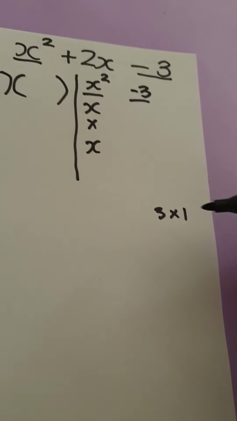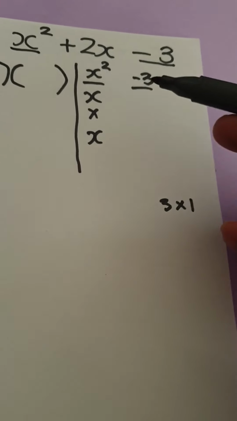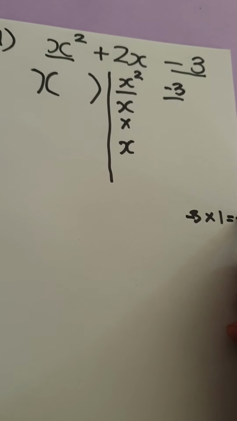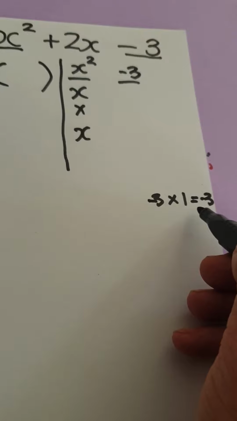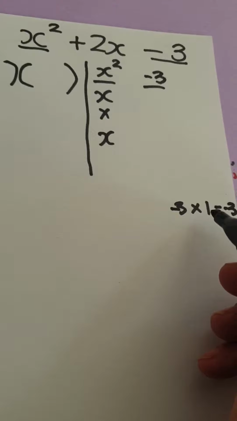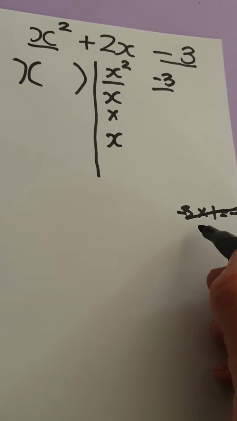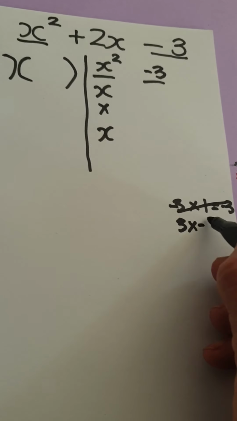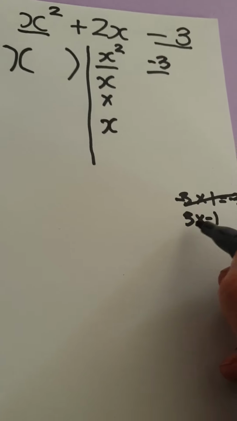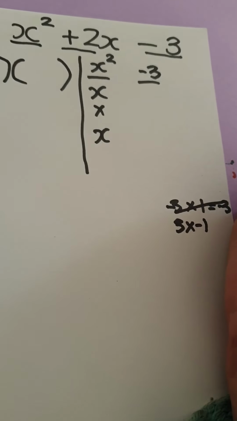So let's see. If I multiply, my answer must be negative. So I can have negative 3 times 1 will give me negative 3. But what happens when I add it? I get negative 3 plus positive 1. So it means it's going to give me a negative 2, which is not what I want. So let's swap the signs around. If I have 3 times negative 1, I still get negative 3 when I multiply. But I have plus 3 minus 1. And voila, it gives me the coefficient of the middle term.